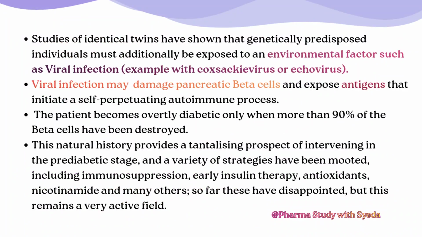Studies of identical twins show that even genetically predisposed individuals often need an environmental trigger to develop type 1 diabetes. One such trigger may be a viral infection, such as Coxsackie virus or echovirus. These viruses can damage pancreatic beta cells and expose antigens, which then initiate a self-perpetuating autoimmune response. A person becomes clinically diabetic only after more than 90% of the beta cells have been destroyed. This long pre-diabetic phase offers hope for early intervention. Strategies like immunosuppression, early insulin therapy, antioxidants, and nicotinamide have been explored, but so far results have been disappointing. However, research in this field remains very active.